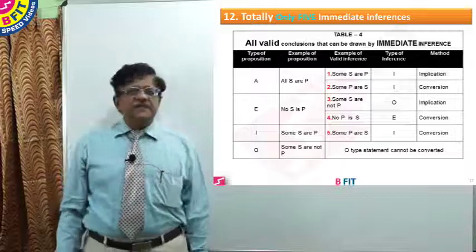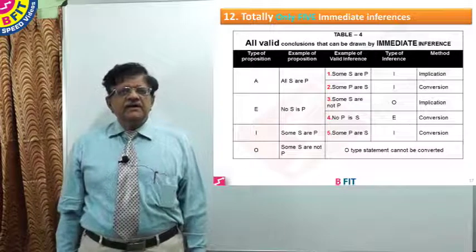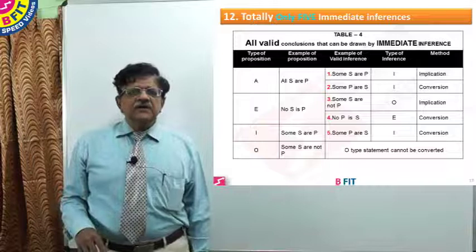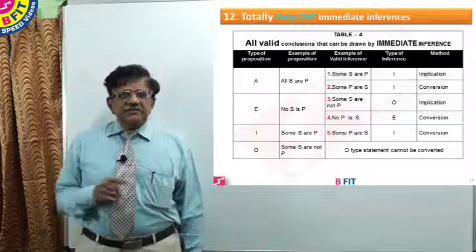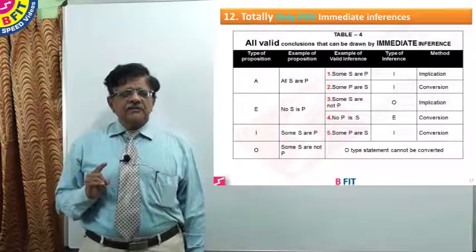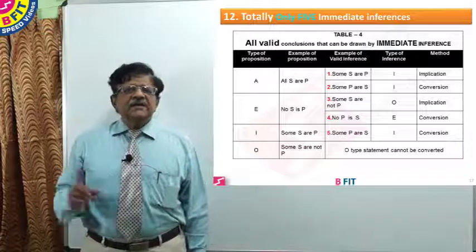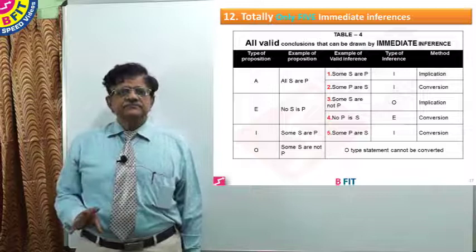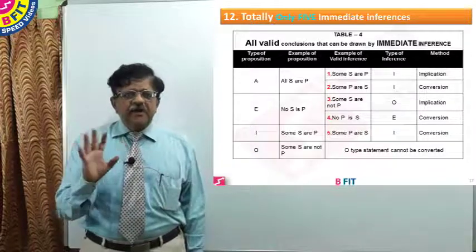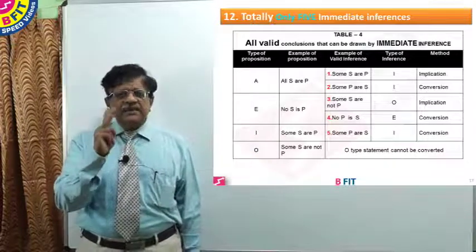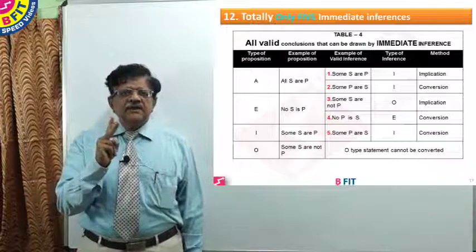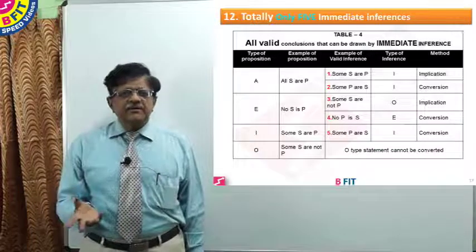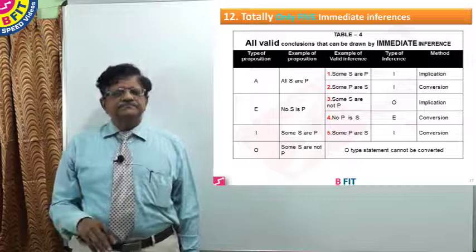All S are P. What valid inference can we draw? The first inference is some S are P by the method of implication. The second valid inference is some P are S by conversion. So when all S are P is given, two immediate inferences can be drawn: some S are P and some P are S.